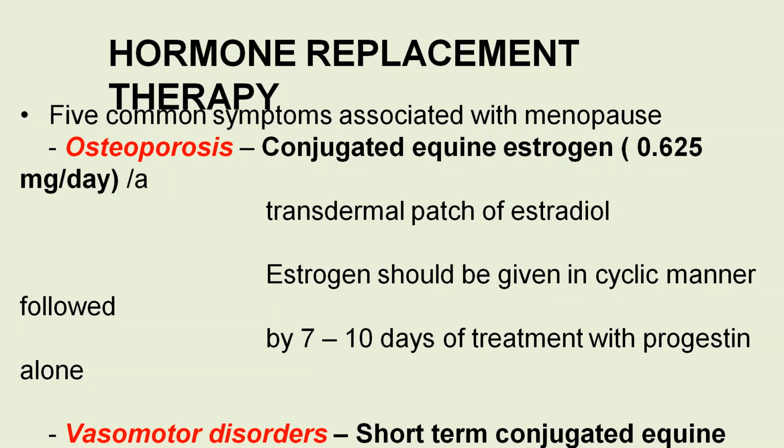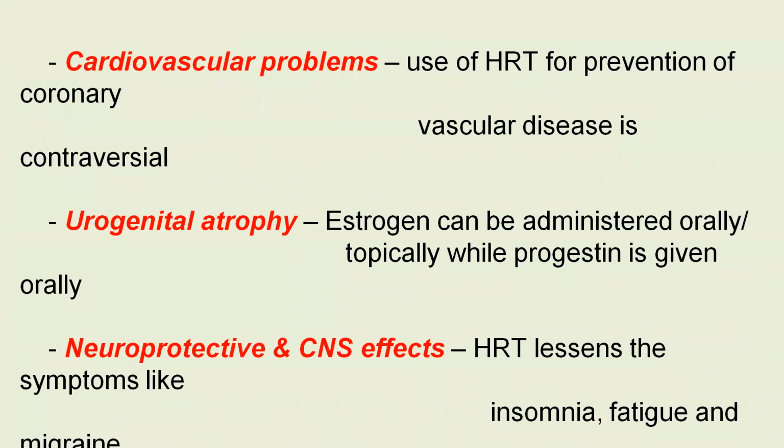So why do we say short term here? Because these symptoms last only for a short term, for about 2 to 3 years. And also short term therapy is associated with less risk of endometrial cancer. Then coming to cardiovascular problems, estrogen, though it has a cardioprotective effect, the use of HRT for prevention of coronary vascular disease is controversial. Urogenital atrophy.